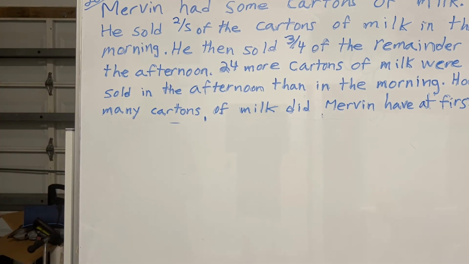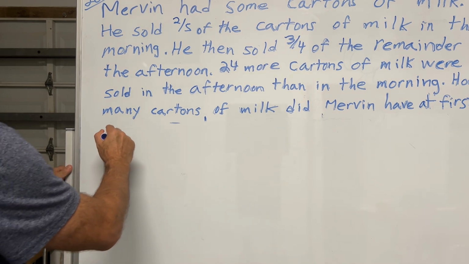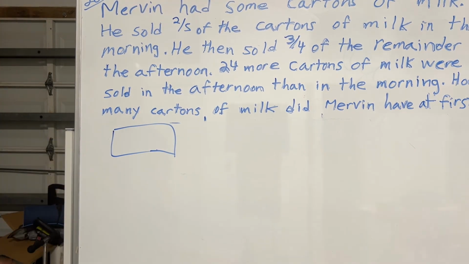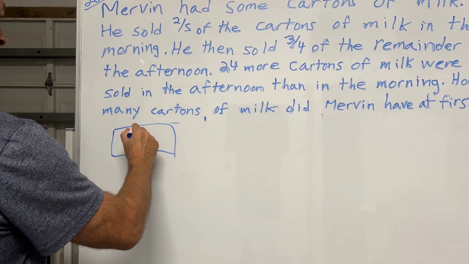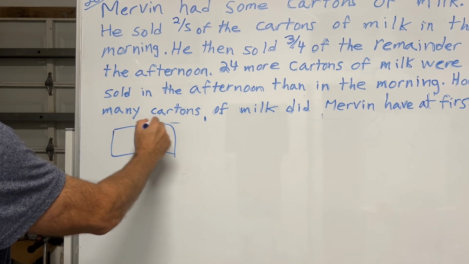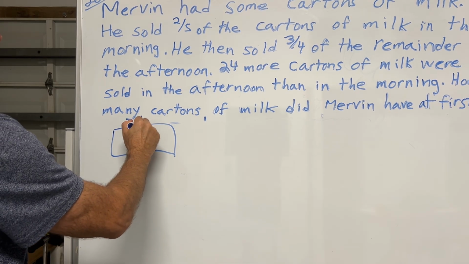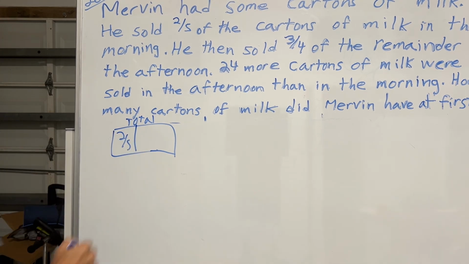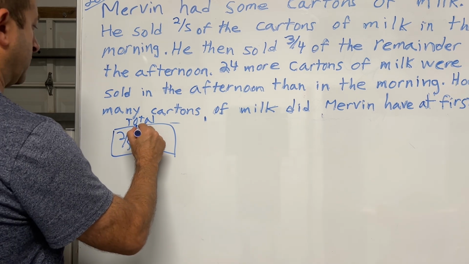And we're going to start the other one. Mervyn had some cartons of milk. So now we're going to make a diagram which has just 2 pieces. This is all the cartons. This is the total that he started with. This is the amount that he sold in the morning. And this is the remainder.